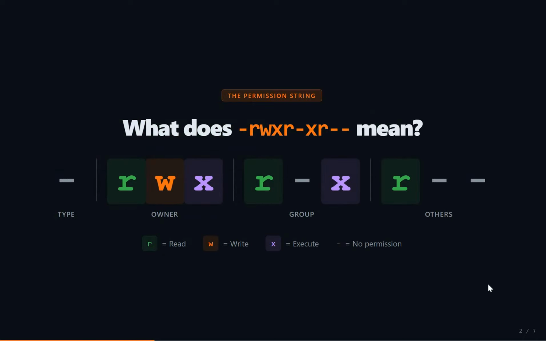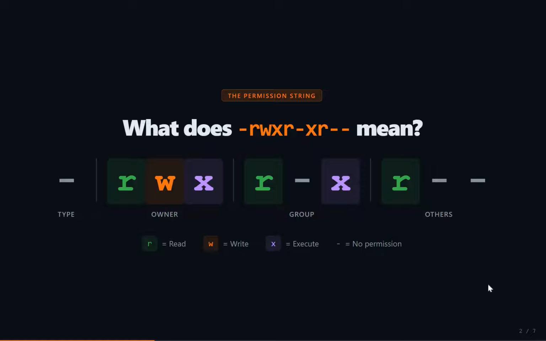Every file on Linux has three groups of people who can interact with it: the owner, the group, and everyone else. When you run ls -l, you will see something like this, with R for read, W for write, and X for execute. The string of letters is the permission mapping. It tells Linux exactly who can read, write, and execute that file.